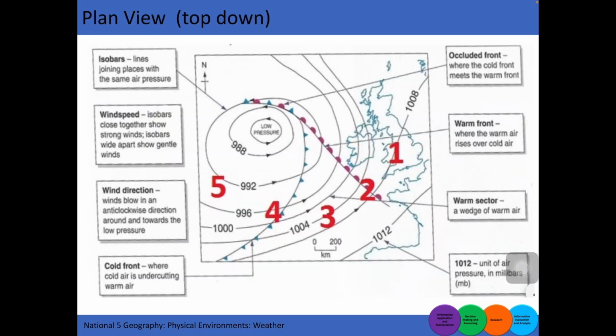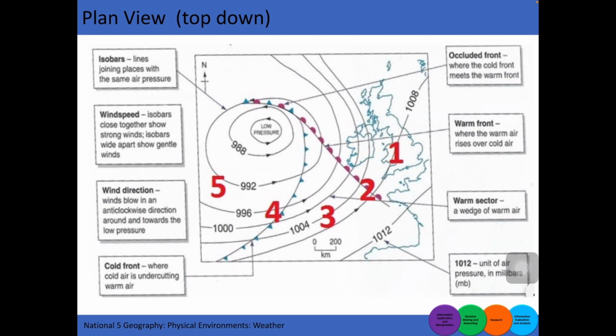Here are some of the key features of a depression. You'll notice your isobars will likely be closer together, which means there will be stronger winds. You'll notice that the wind direction moves in an anti-clockwise pattern around your low pressure zone. So remember, anticyclone, clockwise, depression, anti-clockwise. So don't put your two antis together.